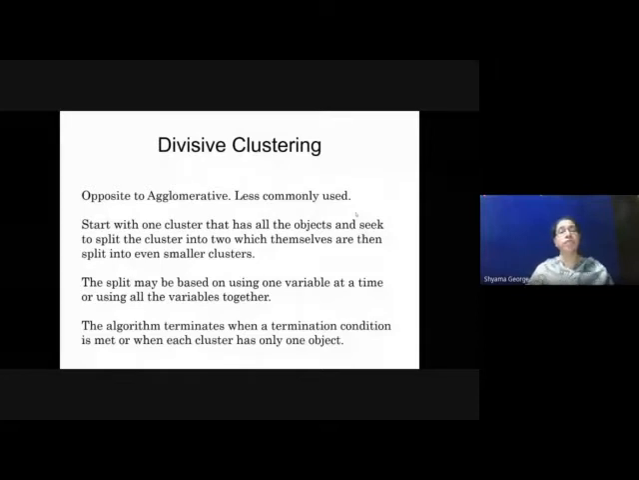In agglomerative, we are starting with each object as a single cluster and merge the clusters. Whereas in the divisive method, we assume that the whole set of objects is a cluster, and then we start splitting the clusters into two and continue like that. The split may be based on one variable, or on all variables together. The algorithm terminates when a termination condition is met, or when there is only one object. There are other termination conditions. We can give a specific limit for the distance measure, a threshold distance.